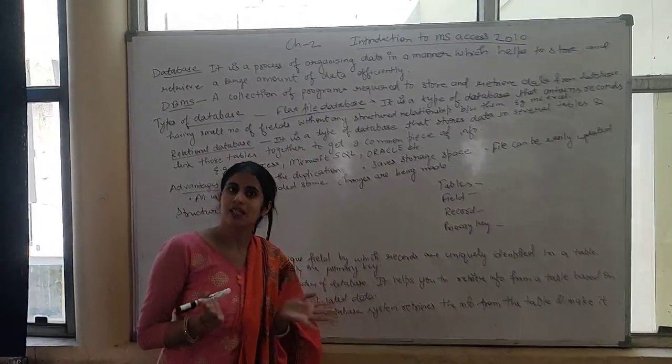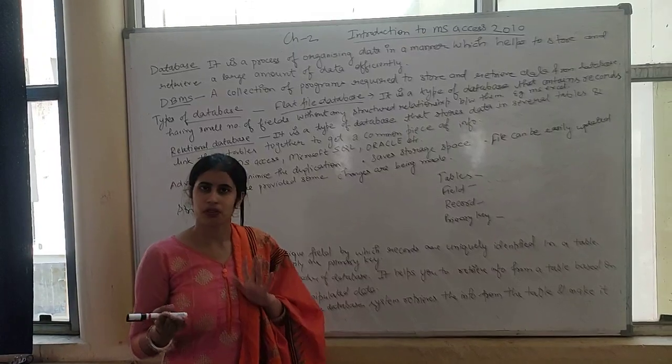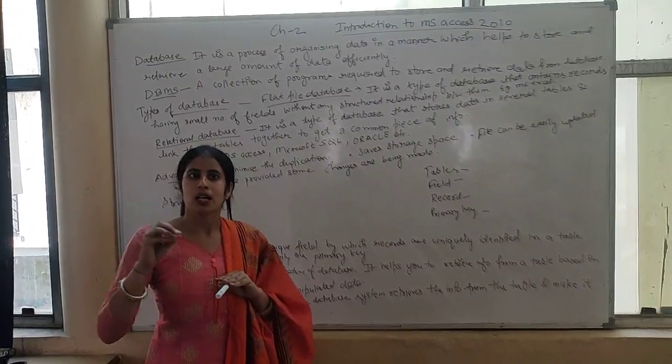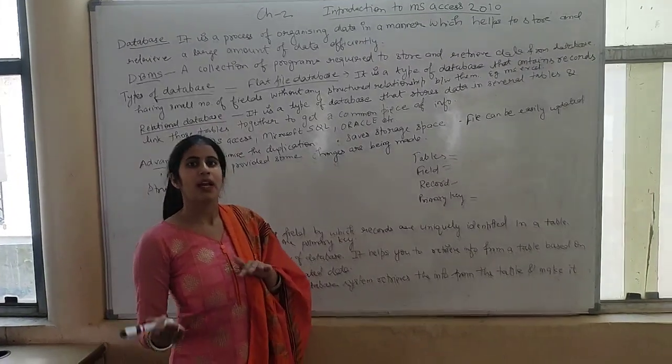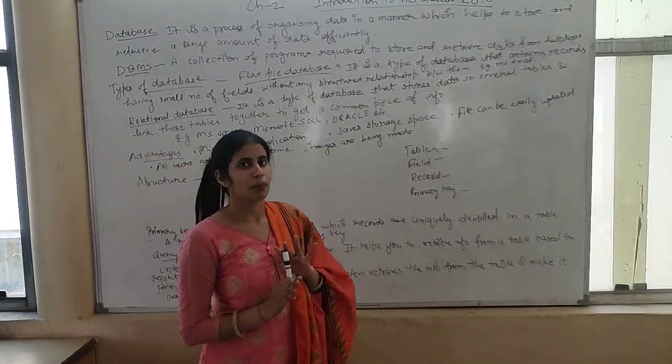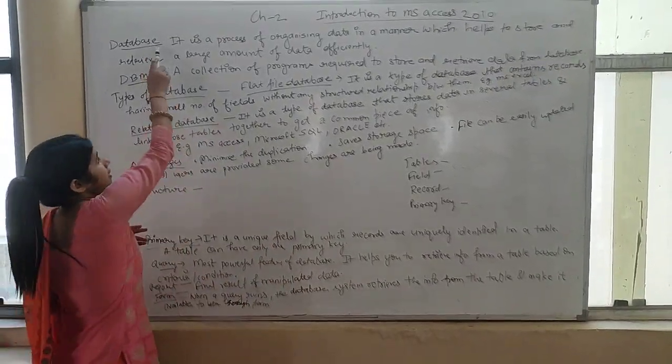What is MS Access? MS Access is a software and it is a part of MS Office. It is used to organize the database. And before moving forward, at first we have to clear the topic database. What is database? This is database.